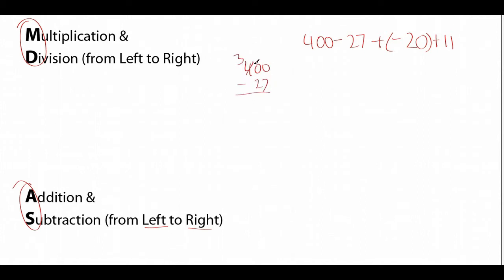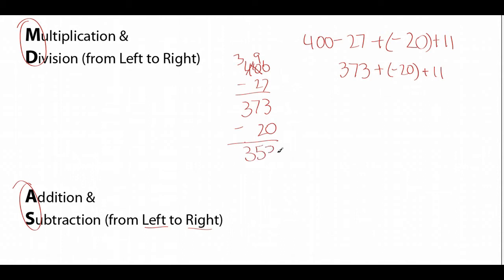We do 3, this becomes a 10, but then we have to borrow again, so it becomes a 9. This is a 10. 10 minus 7 is 3. 9 minus 2 is 7. And then drop the 3 down. So now we have 373 plus a negative 20 plus 11. Continuing from left to right, 373 plus a negative 20. So this says that we need to subtract them. And so we have 353 plus 11. So if we add 11 to that, we get 364.